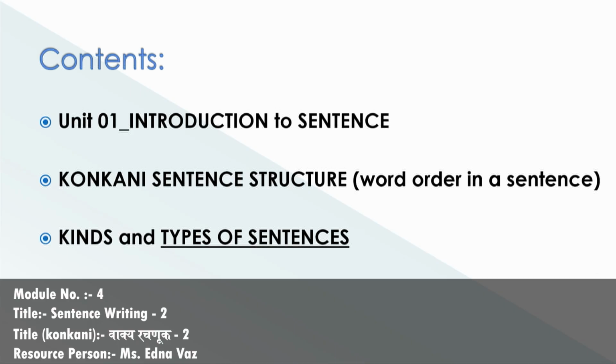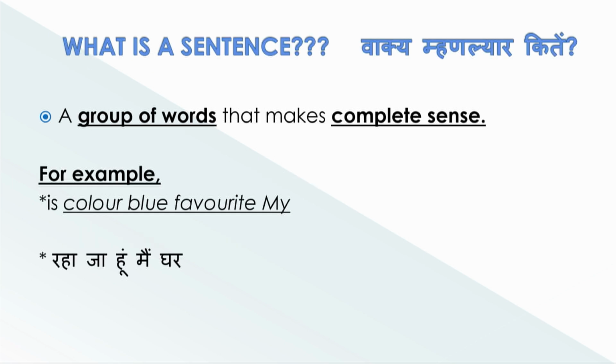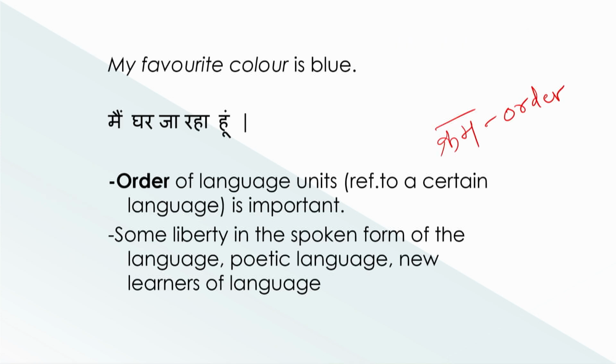In the previous class, we saw what is a sentence. Then we saw the structure of a Konkani sentence, that is, the word order of a Konkani sentence. I'll be talking about the different types and kinds of sentences in Konkani. So we saw that a sentence is a group of words. Then we modified the definition. We said a sentence is a single word or a group of words.